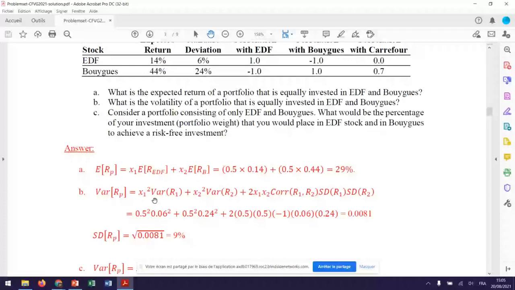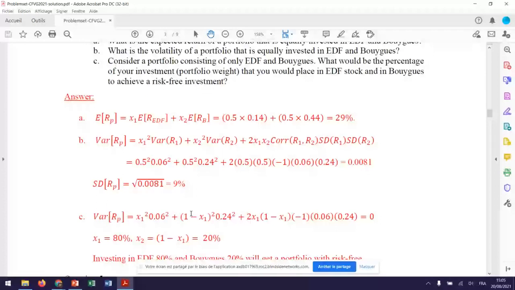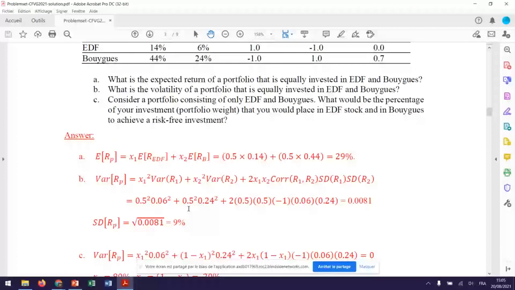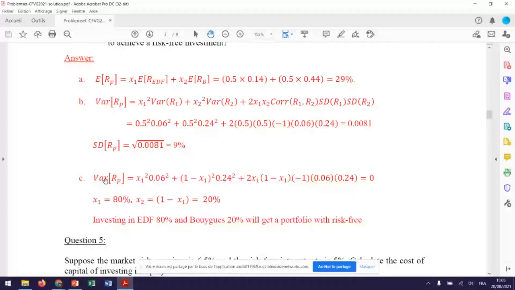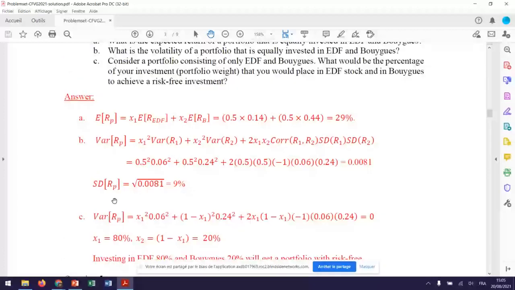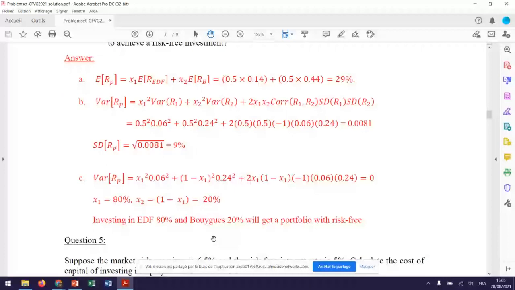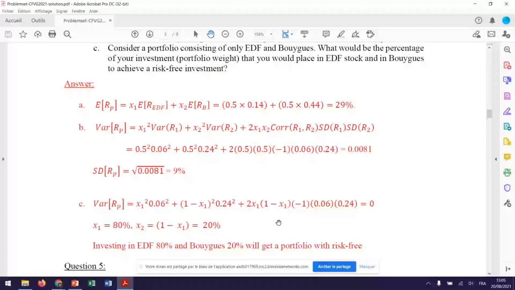Okay, and then the last one, if you want to achieve the risk-free investment, the same as question number 3, right? You take the variance of the portfolio equal to 0, and you solve this equation. You are going to be able to get 80% in the first stock, EDF, and 20% in Bouygues. It's going to give you exactly a portfolio volatility of 0.